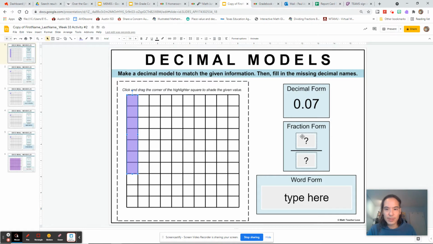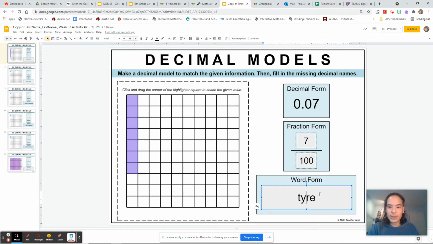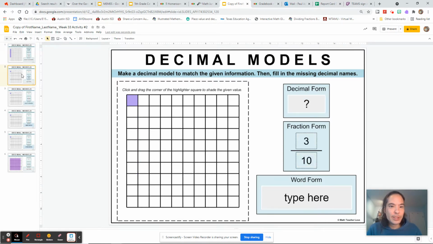There's 7/100. If we're writing it as a fraction, 7/100. And then remember, as the word, the THS is the important part. So 7. And then you just write the word 100. There we go. So there's a bunch of different versions of 7/100. Let's take a look at the next one.